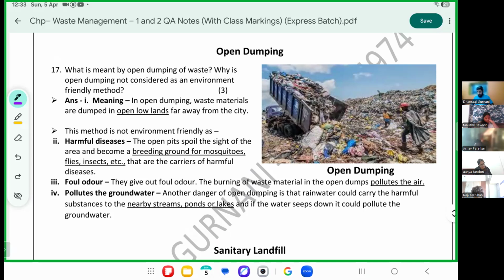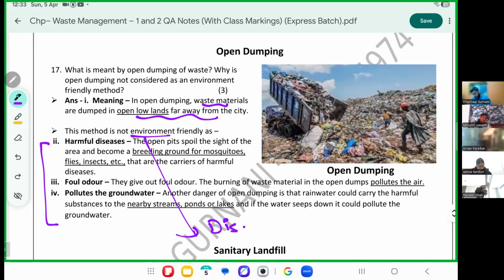Open dumping. In this method, waste is dumped openly far away from the cities. Just go and dump the waste. Mark the disadvantages. It is not environment friendly. Not environment friendly means disadvantages.